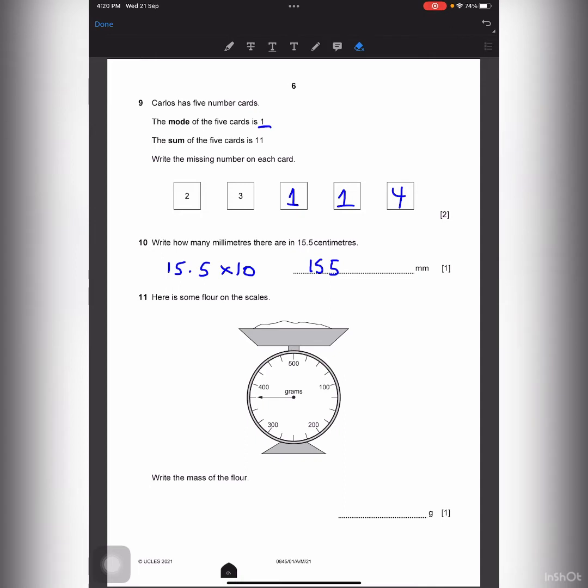So next, here is some flour on the scale. Write the mass of the flour. Okay, so as we can see, so pretty much if we start from, as you can see right here, wait, let me show you 1 second. So here it is sort of on, so here this is going to be 325, there you go. And here it will be 350. And here it will be about 375. So 375 grams is our answer.